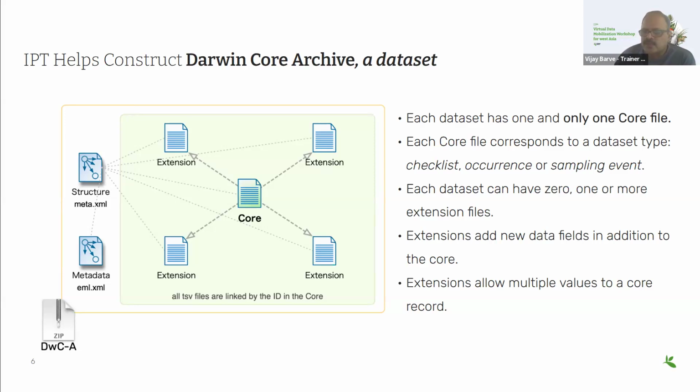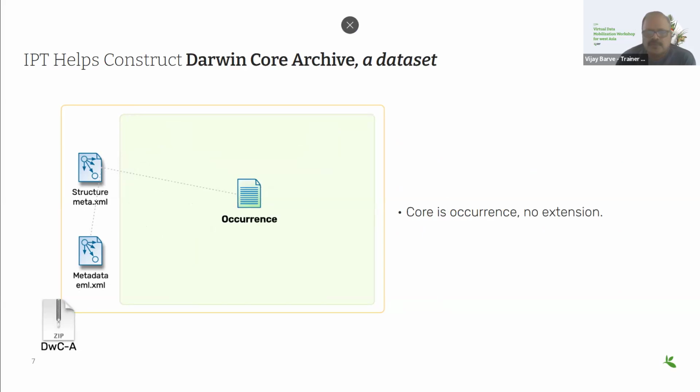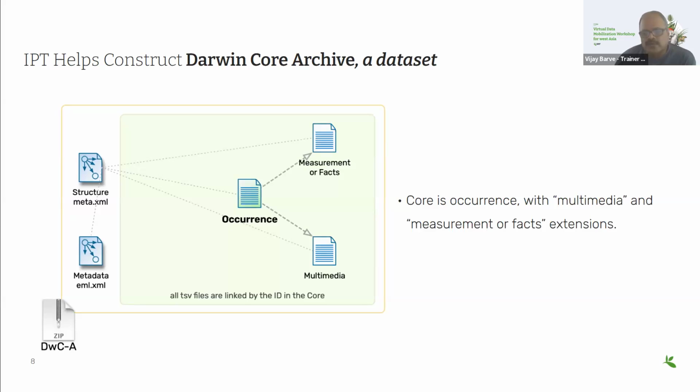to this particular core. And what basically extensions do is they add additional information, sometimes measurements, sometimes additional taxonomical information, identification history. So the simplest form is just one core and no extension. Typically, occurrence core can have just one file and there are no extensions required. You can have a couple of extensions linked to the occurrence core.